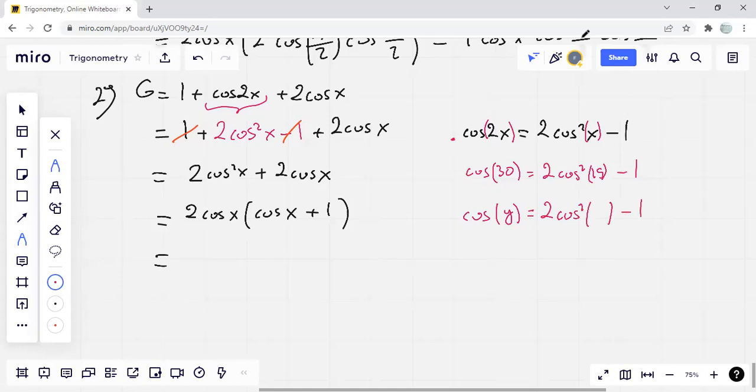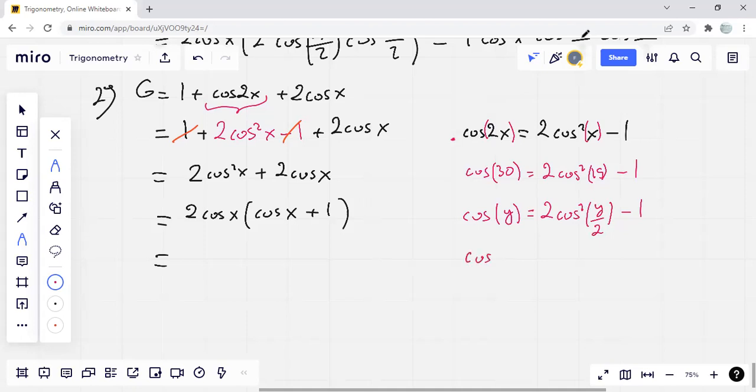Minus 1. Notice that here x is half the angle here. x is half of 2x. It's the same as 15 is half of 30. So the angle here must be half of y, which must be y over 2. Of course, the angle doesn't have to be named y.